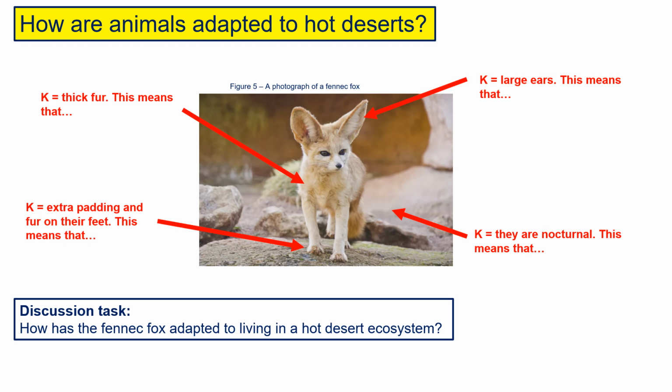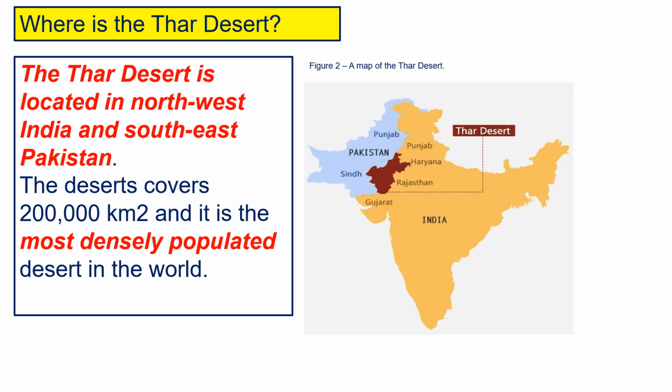And then we look at development in deserts. How do deserts provide opportunities for economic development? Our example of a desert is the Thar Desert, which is on the northwest India and southeast Pakistan border. It is the most densely populated desert in the world. So there must be something good about it if people choose to live there. So you should be getting down there in your notes on the opportunities.